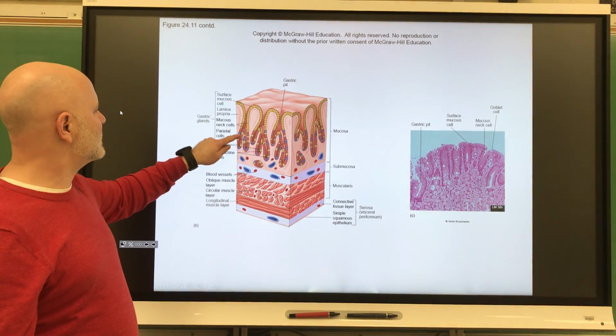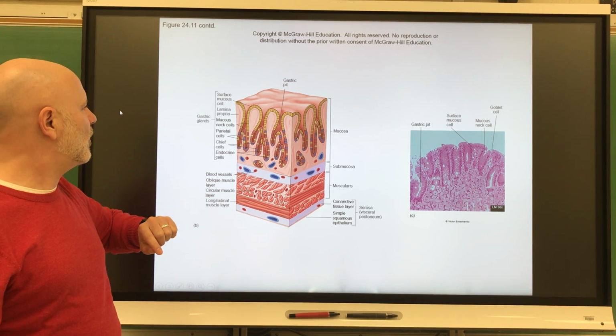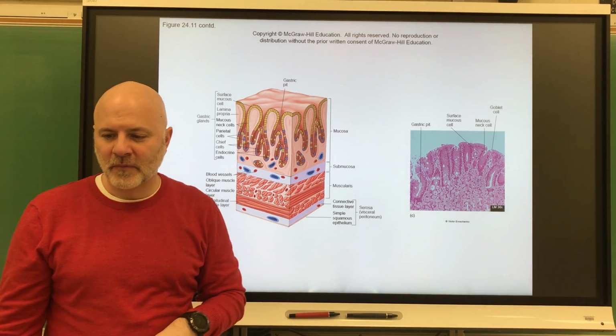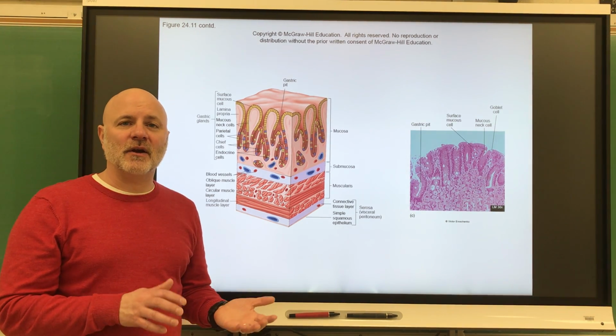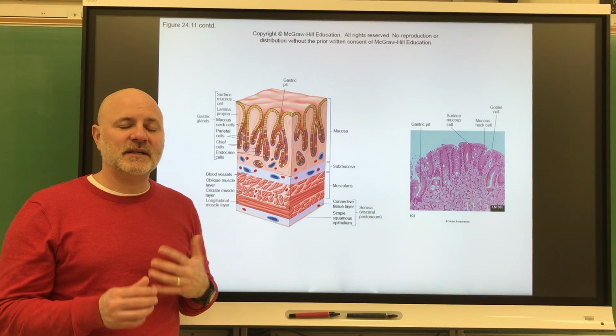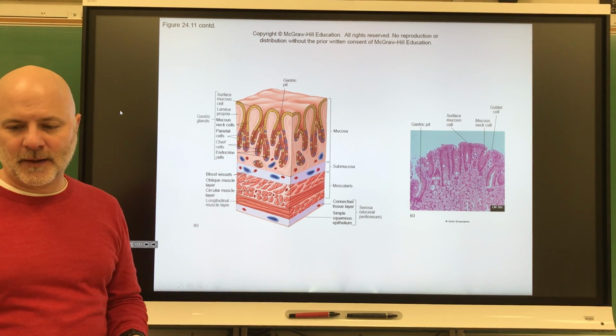Next are mucous neck cells. Those are up here, these kind of orangish ones as well. These are going to secrete mucus. Now, the mucus that is secreted here is very viscous and it's alkaline, or basic, in nature. And that's going to help protect the stomach lining.